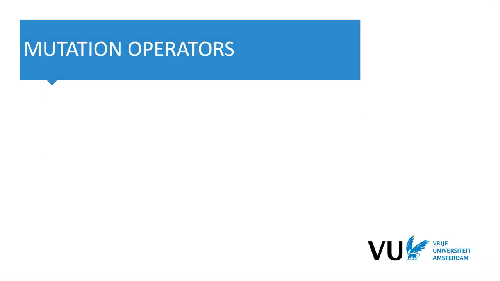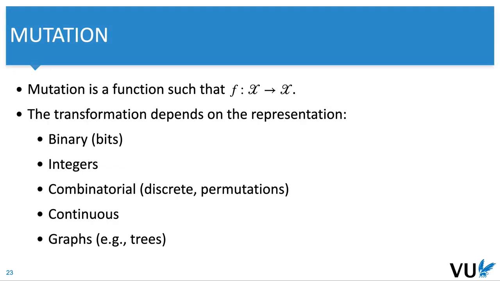And now we move to the last point: how to generate offspring. First we look into mutation operators. A mutation is a function that takes an individual and produces another individual. So from one parent we create one child, right? And the transformation depends, highly depends, on the representation.